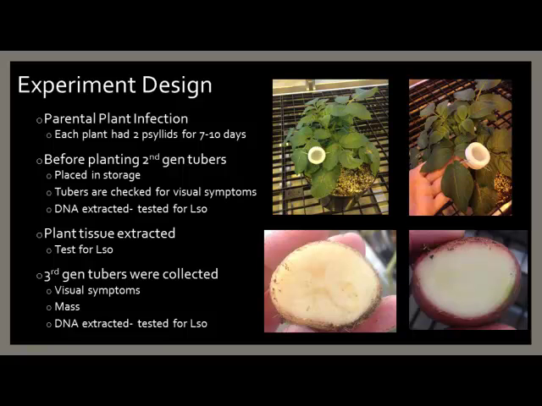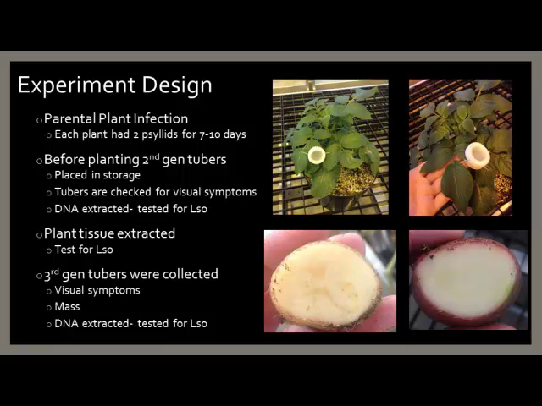Before we put them into storage to plant again, we check them for symptoms, see if they already have symptoms before storage, and we save a little piece for testing for DNA for LSO presence, and then we put them in storage. After about 3 or 4 months, we took them and planted them again, and we collected information on their emergence date and the emergence rate.